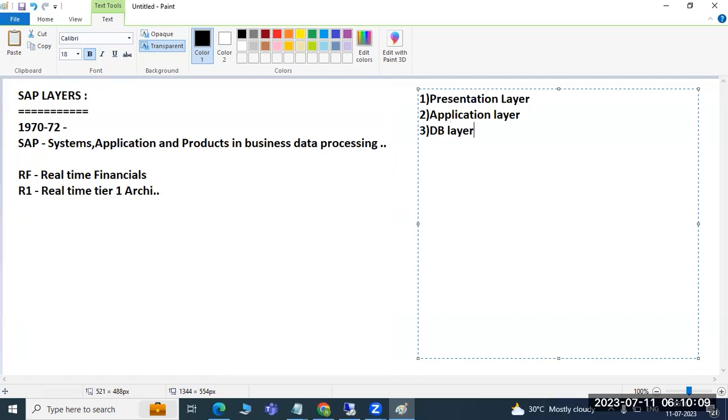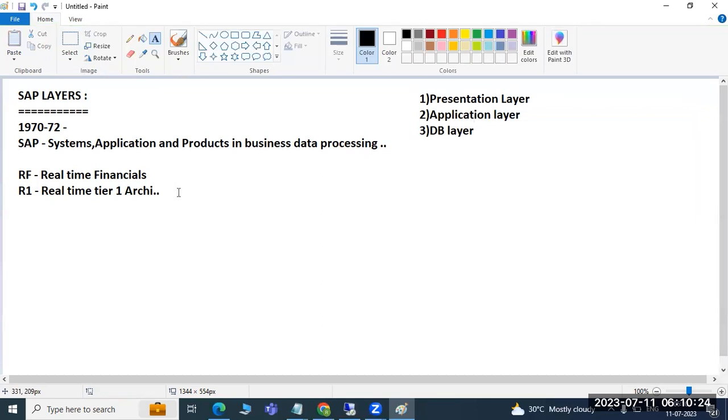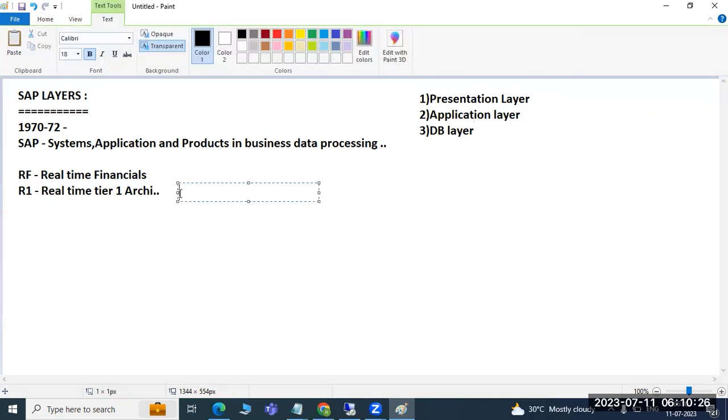R1, real-time tier 1 architecture, is just the first product of the SAP software. Here R1 means first product. SAP R1 is the first product. R stands for real-time data processing. In one-tier architecture, one means one tier, and R1 means real-time data processing.